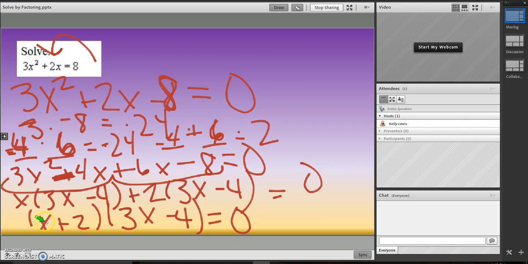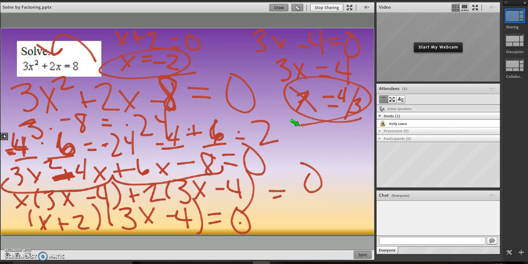Okay, and then I'm going to set each of these factors equal to 0. So x plus 2 equals 0. So that means I'm going to get x equals, subtract 2 on both sides. Then I get 3x minus 4 equals 0. So I'm going to add 4 on both sides. That 3 is being multiplied, so I need to divide by 3 on both sides. I get my answers are negative 2 and 4/3.